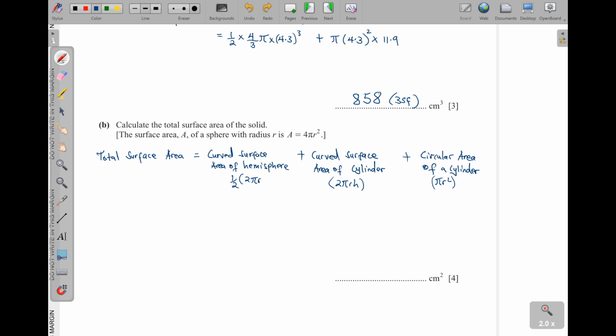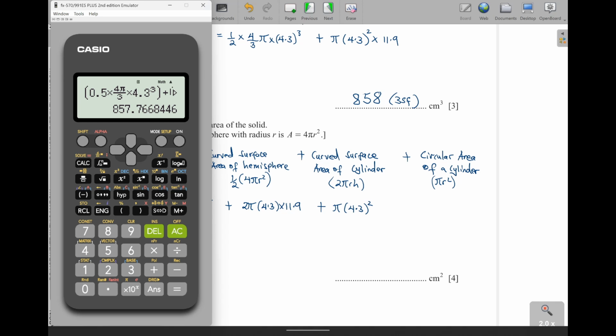They must have given us something here. Yes, in the brackets we have the surface area of the sphere, which is 4 pi r squared. So for the hemisphere it will be a half of it. Now we substitute. Half of 4 gives us 2, so 2 pi, then r is 4.3 squared, then plus 2 pi, r is 4.3, times 11.9, and then plus the other one, pi r, which is 4.3, squared.